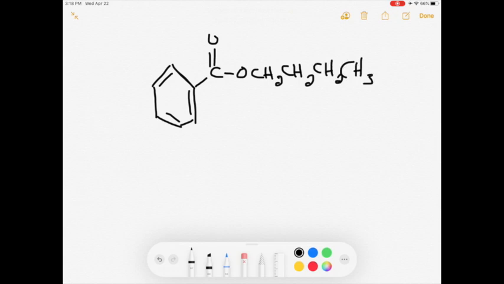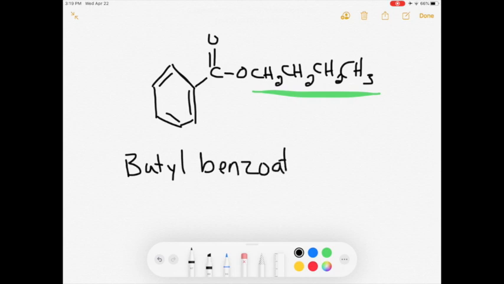Okay, so we're going to name the R group first. So we're going to name this portion first. And there are 4 carbons, so it's butane, but we're going to name it butyl. And then we name the carboxylic acid it came from, which was benzoic acid, but we're going to change the ic acid to ATE, so it becomes benzoate. Okay, and there's a list of the carboxylic acids in your book with the common names that will really help with all these.